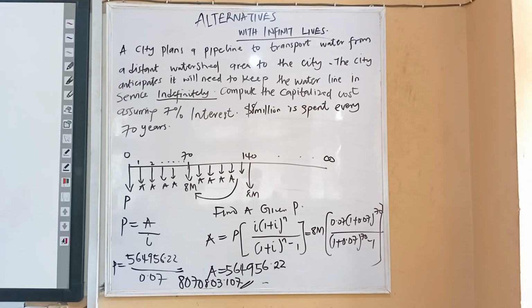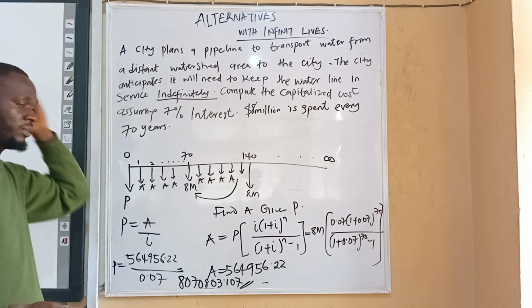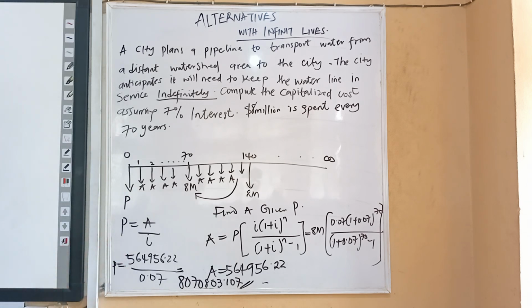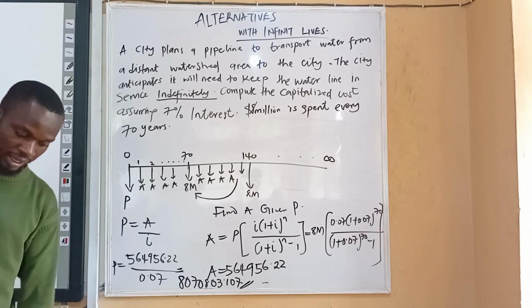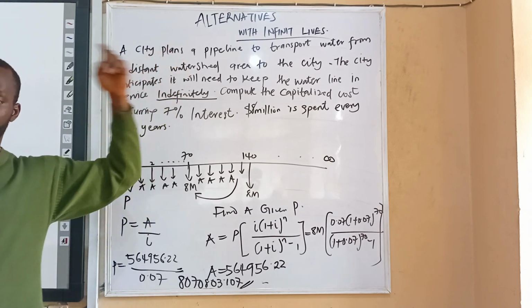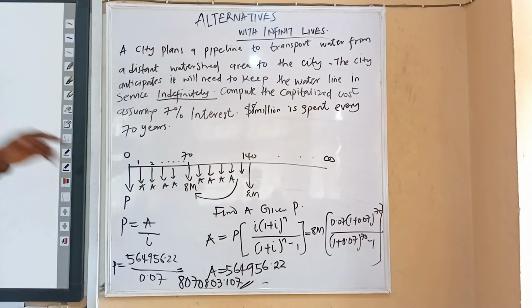So why did we do P given A? I think it's because we're trying to find the present money that we should have now to be able to take care of future expenses.